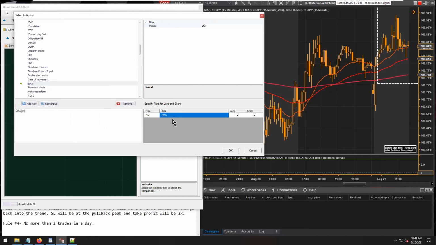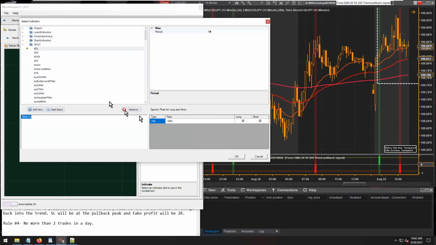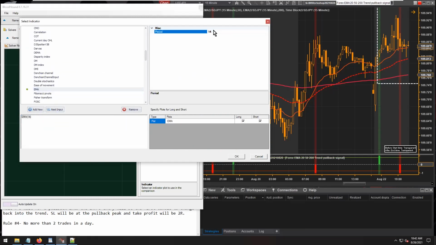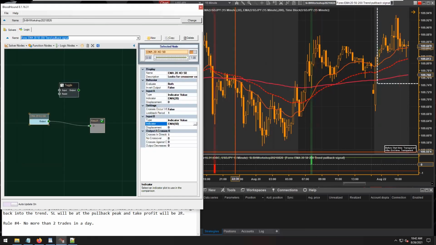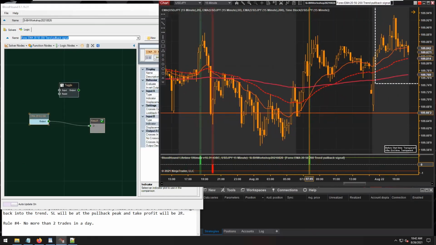Moving averages typically only have one plot, so there's nothing to select for the plots. And input B, that'll be our 50 EMA. So we're just going to do the same thing over again. All right, so here are some crossover signals.